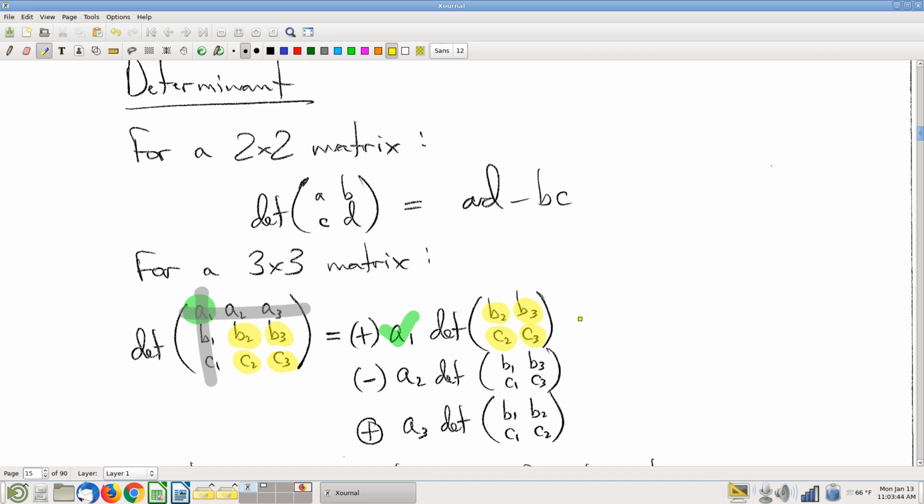That's the pattern. Notice the next term, same deal, going along the top row, recall. Cross out the row and column. Look at the remaining 4 elements, and here it is. We're taking the determinant of that submatrix, they call it, multiplying by that element in the top row. That's a weird little formula.